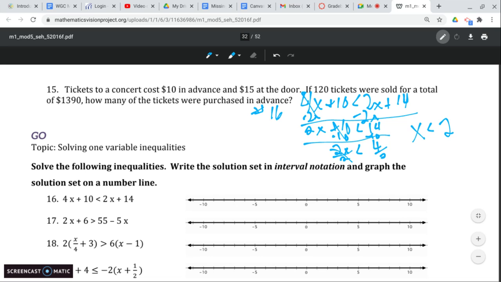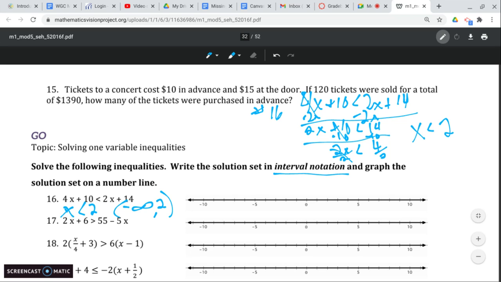So we need to find the solution, but we also have to write it in interval notation. So what that means is if x is less than 2, that means we can go all the way to negative infinity and still have a solution. So our interval is from negative infinity to 2. So it's just showing whether we can go to negative infinity or to positive infinity with our solution.